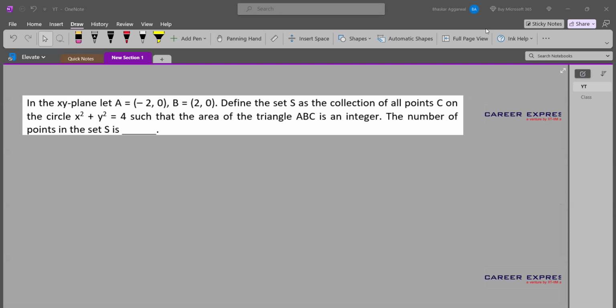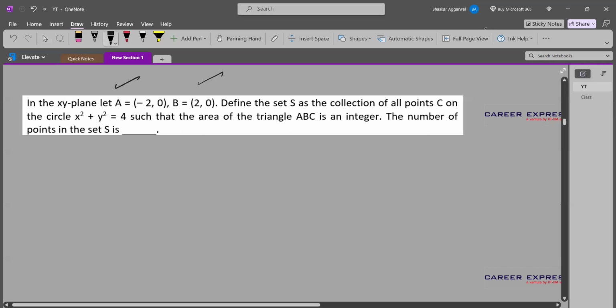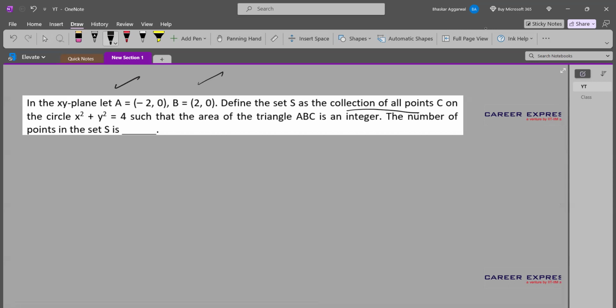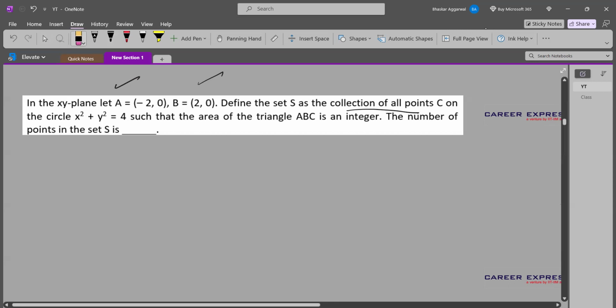This is the question from IPMAT Indore 2023 paper, QASA section. It says in the XY plane, let A is this and B is this. Define a set S as a collection of all the points on the circle C, x square plus y square equal to 4, such that the area of triangle ABC is an integer. So S is a collection of all the points.